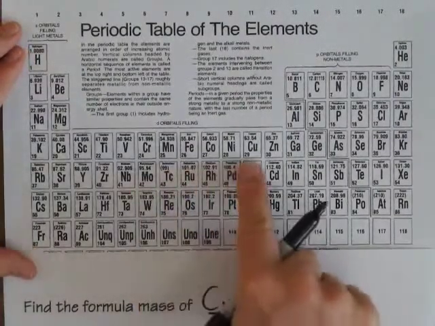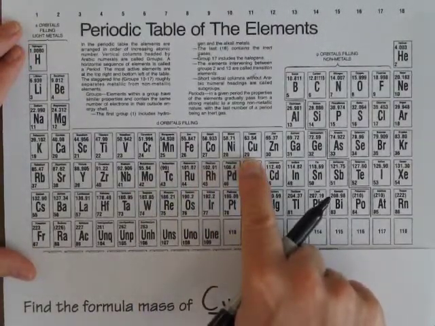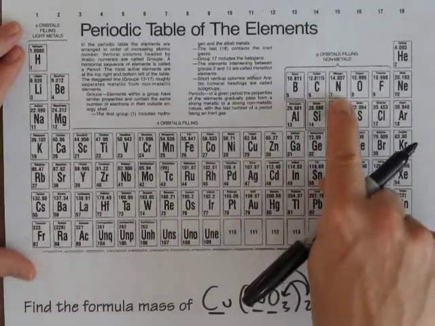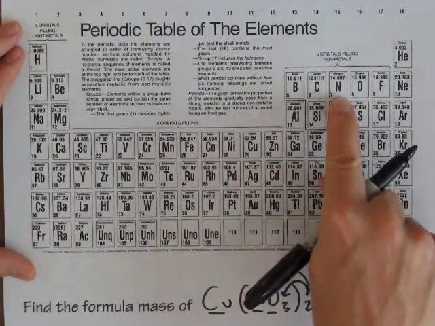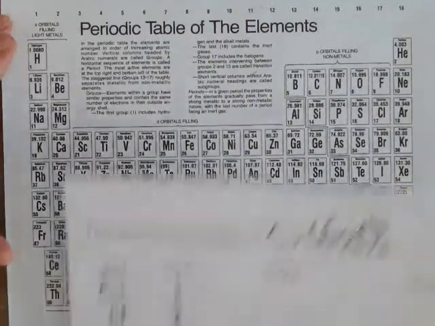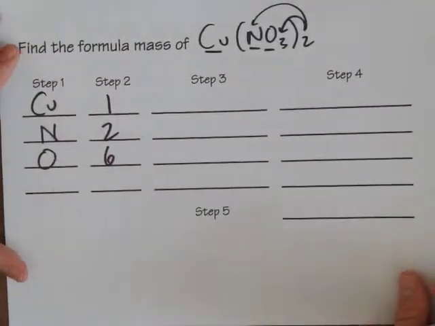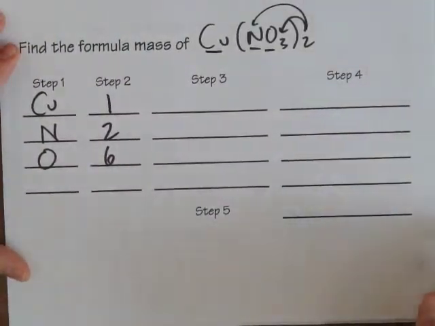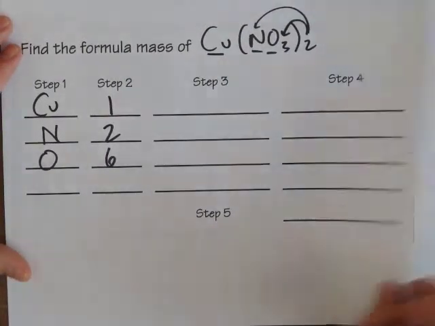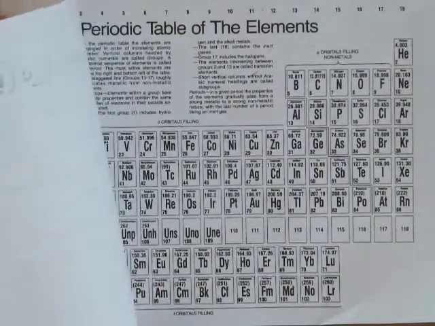Then find their masses on the periodic table. Here's copper with 63.54, and nitrogen with 14.007, and oxygen 15.999. You'll see oxygen in a lot of compounds. It's a very reactive element, so you see it all the time in these formulas. So what was copper again?